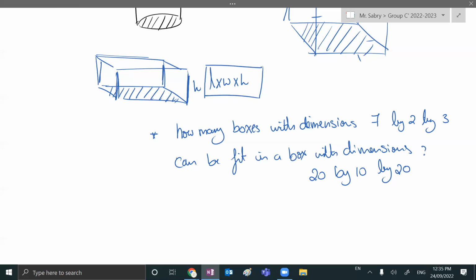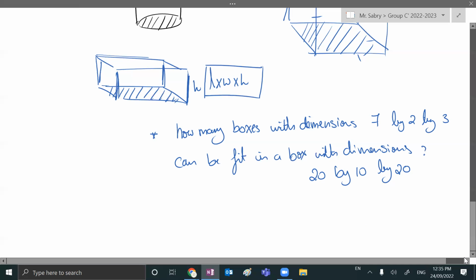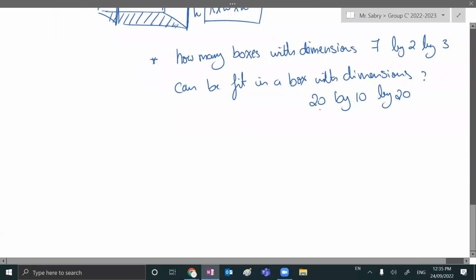So what's the volume here of the bigger box? The dimensions are 20 by 10 by 20. So what's the volume?